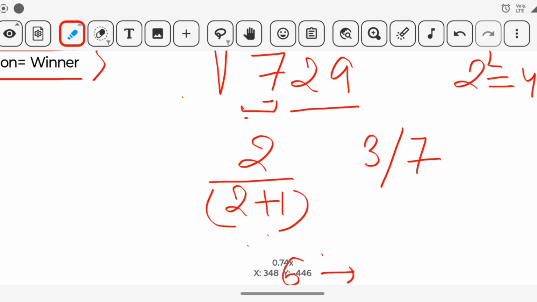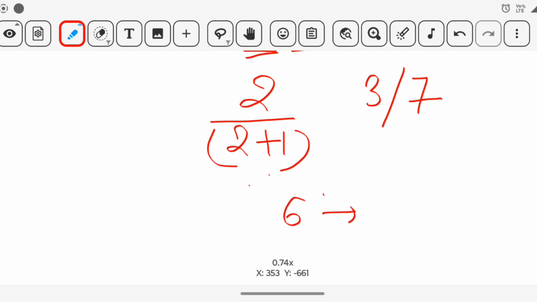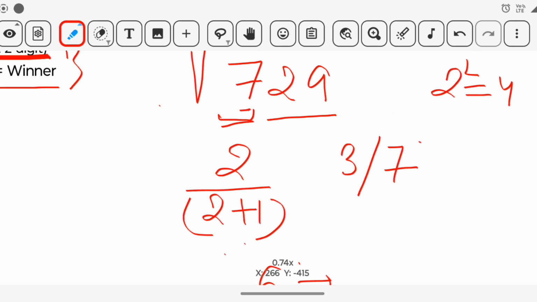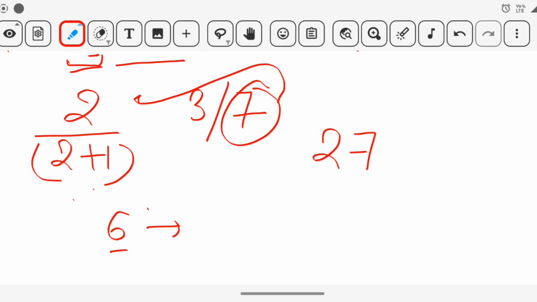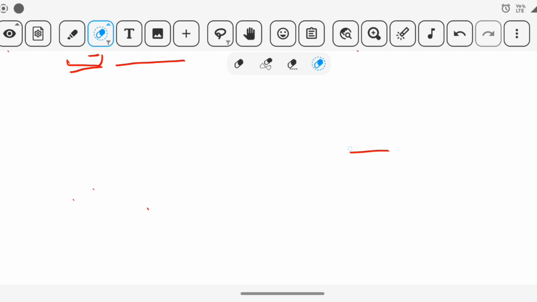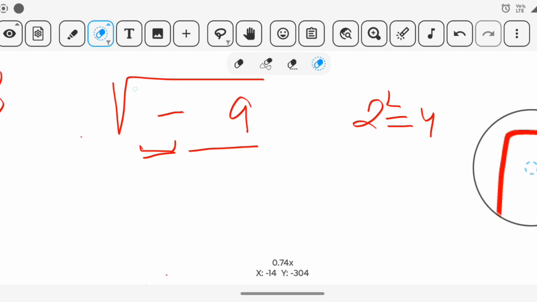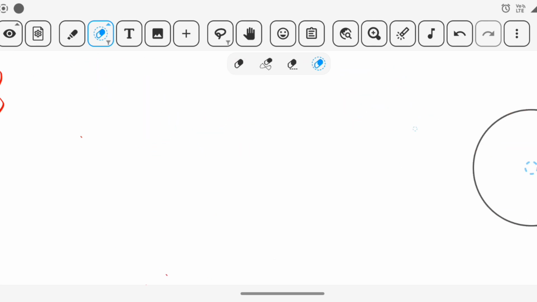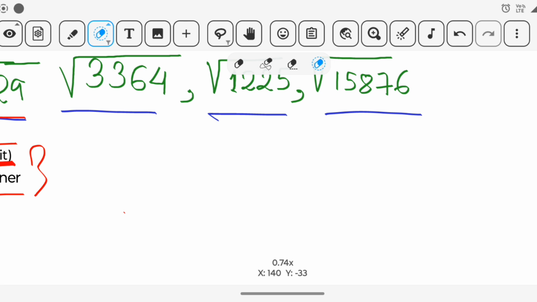So as the target 7 is bigger than the calculation 6, bigger number will be the winner, and that is 27 is the right answer. Easy. So next, there are so many things. Let me explain to you. Once you are done with this video, you will easily calculate the square root of any number literally within 3 seconds if you practice a lot.